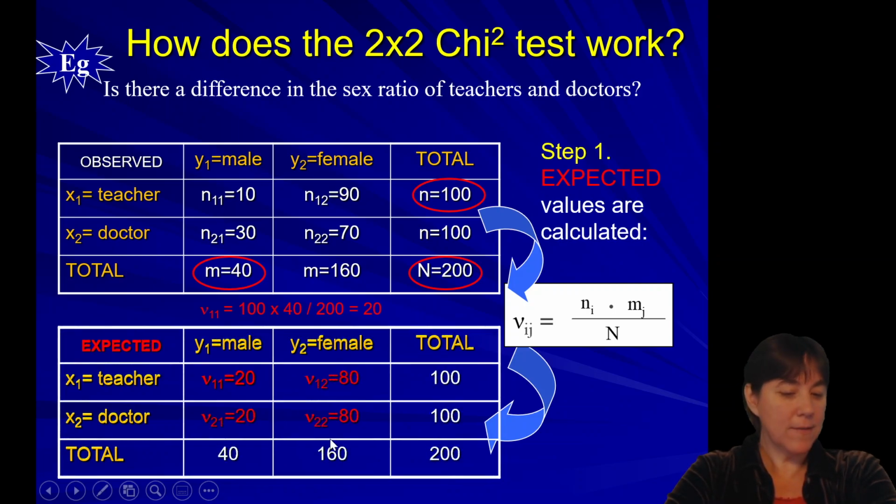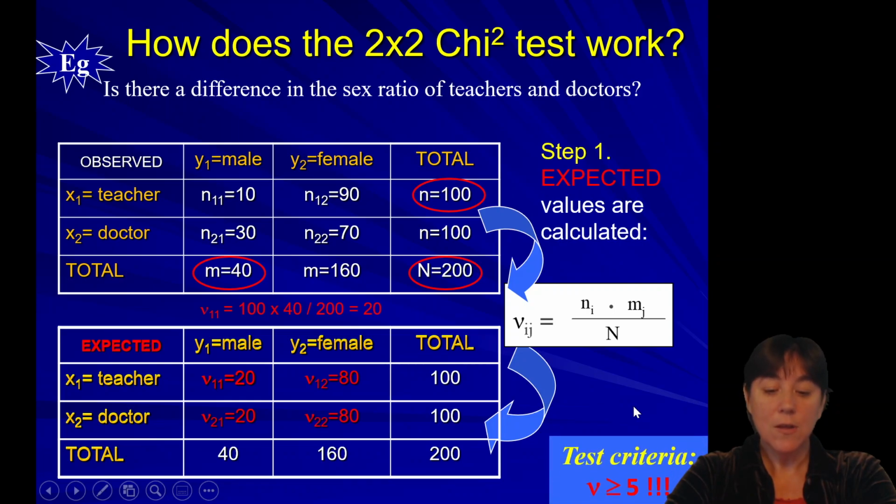Okay, we do the same with all the rest of the cells. And thus we have 4 cells for the number of elements here, N's, and 4 cells for the expected values based on the null hypothesis. And we do exactly the same type of chi-square calculation, acknowledging the test criteria, which here is perfectly okay. We can continue with the analysis.